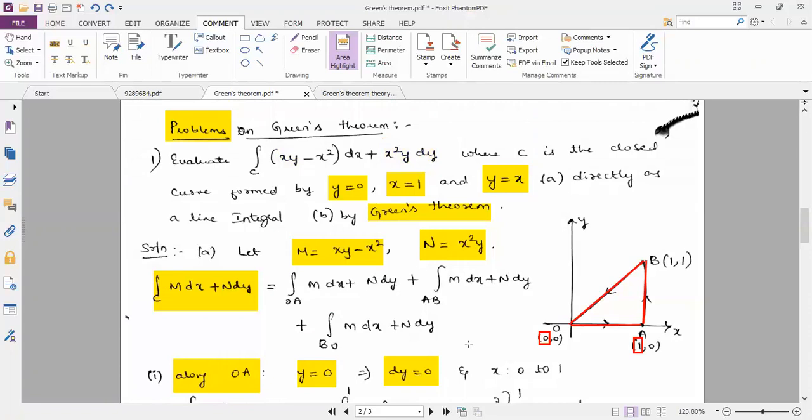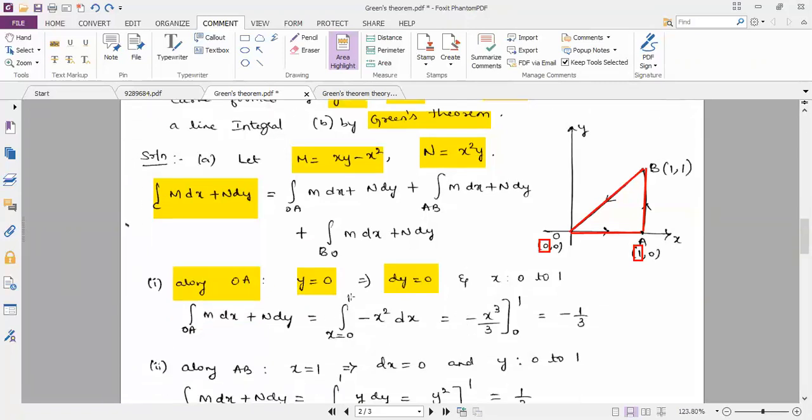The same thing, under the limits 0 to 1, integrating minus x square, we get minus x cube divided by 3. Applying the limits from 0 to 1, upper limit minus lower limit, we obtain the answer as minus 1 by 3. This is the integral over OA.